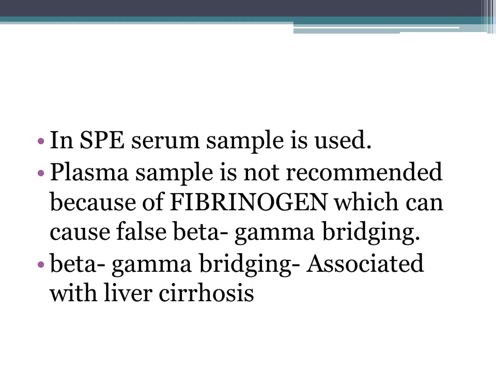In standard protein electrophoresis or SPE, serum sample is used. Plasma sample is not recommended because of the presence of fibrinogen, which can cause false beta-gamma bridging. The beta-gamma bridging is associated with liver cirrhosis. So paki-remember, wala na pong fibrinogen ang serum because na-consume na siya during clotting. So that's why serum is used because wala siyang fibrinogen, which can cause false beta-gamma bridging.